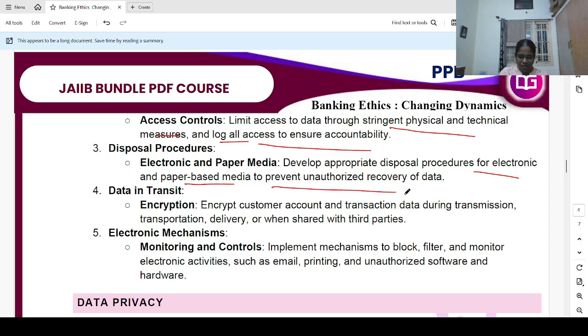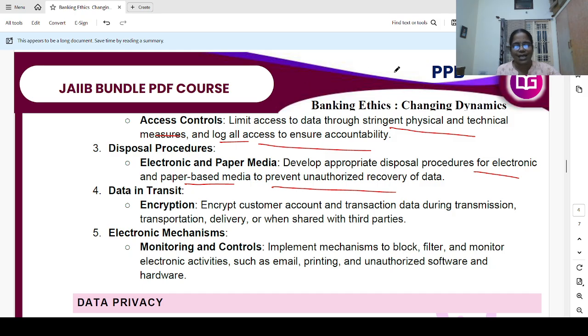Then disposal procedure for electronic and paper media: develop appropriate disposal procedures for electronic and paper-based media to prevent unauthorized recovery of data. In olden days, in the traditional banking system, for example, when writing with carbon copy, the impression would remain on the paper, so through that they could retrieve the data and misuse it. Like at a Xerox shop, if you are making copies of information relevant to banking assets, there will be a chance of leaking. So the Reserve Bank of India advised that they have to own their own Xerox machine. Any kind of banking document should not be photocopied by outside people.